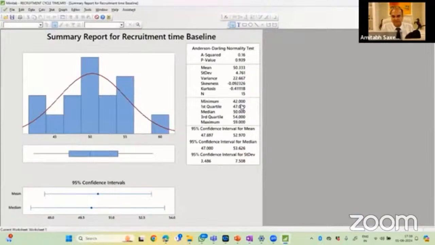And it will tell us that we just gave the recruitment cycle time. So cycle time average is 50 and standard deviation is almost 5. Average is 50 and standard deviation is 5.